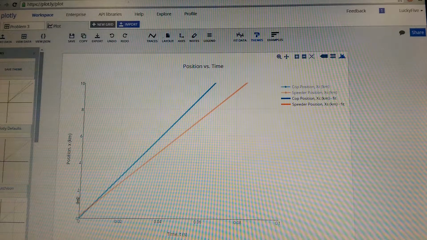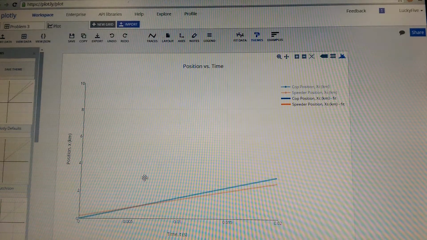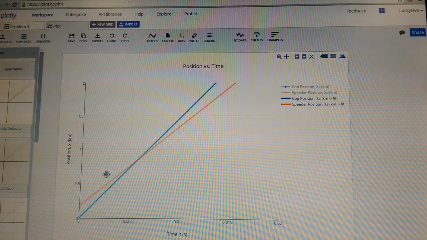Now we're getting somewhere. We can see there is a point of intersection over here, but let's readjust it just a little bit more. So I'm going to make the 0.02. And then I want to make my upper limit, let's call it 2 kilometers. So we can see right here that my intersection point, or where the cop is going to overtake the speeder, is somewhere just past 0.05 hours.